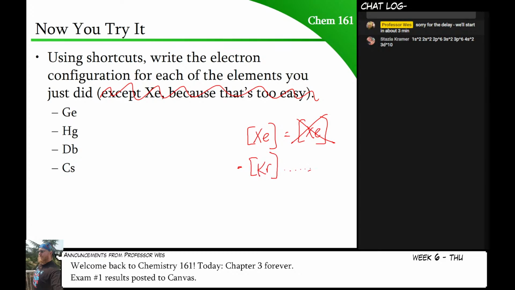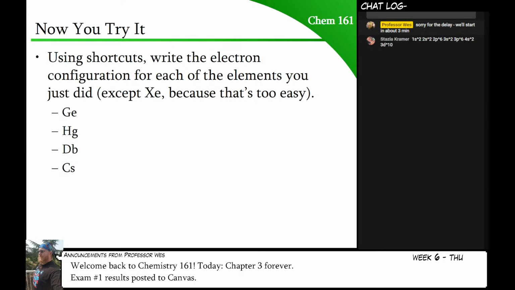Okay? So that's what's intended by noble gas shortcuts. It's a checkpoint once you've passed it, not if you stop on it. So you cannot say xenon equals xenon. But to avoid that problem, I just don't ask you the electron configuration of noble gases. I ask you other elements. So here are 4 other elements. We got germanium, mercury, dubnium, which is like one of the new ones. Dubnium is 105. And then cesium.